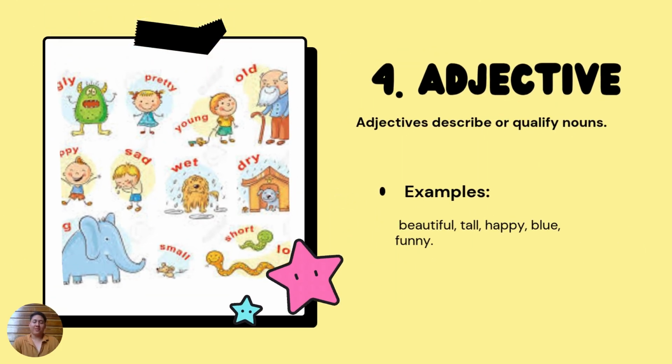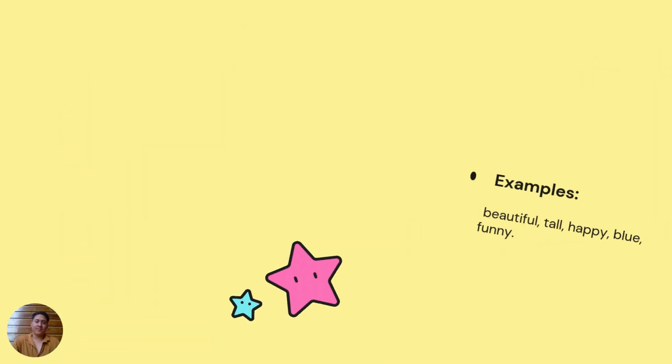Then we have the adjective. What are adjectives? Adjectives describe or qualify nouns. The adjective describes the nouns. For example, when you say the words beautiful, tall, happy, blue, and funny, you are describing a noun.